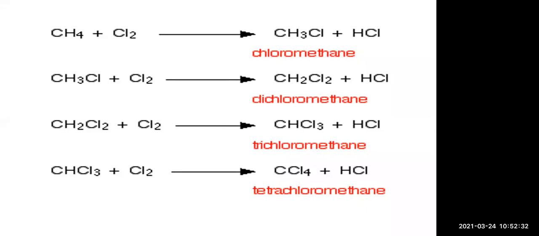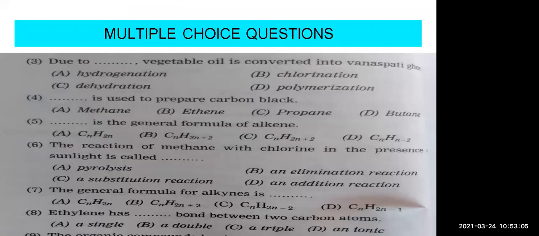Then again, if it undergoes chlorination or substitution with the help of chlorine, in that case trichloromethane will be formed. That means likewise, one by one, we are removing the hydrogen atom, and in the place of the hydrogen atom we are placing chlorine. So likewise one by one chlorine is added and at last we get tetrachloromethane, where 4 chlorine atoms are present. So here in this case the answer will be the substitution reaction.